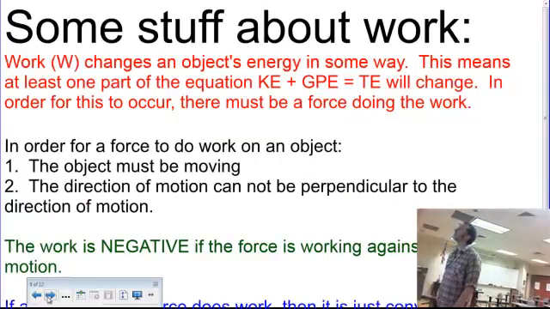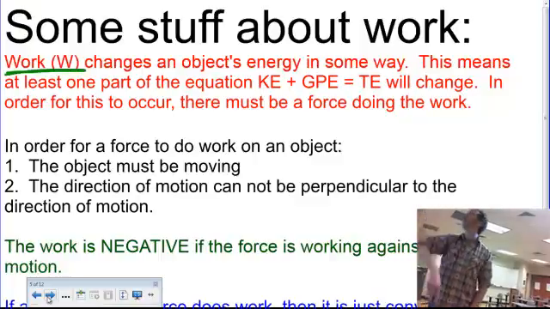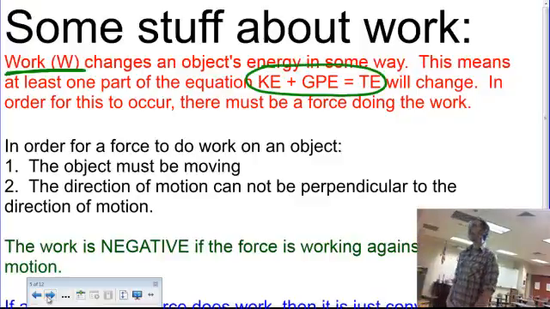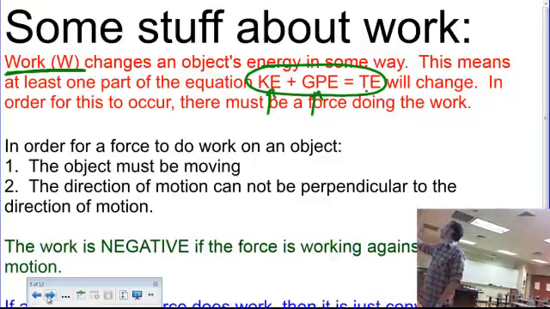All right. Now we got to talk about work. So here's the deal with work. Work is basically a change in energy. Work changes an object's energy in some way, and so what that means is, when you calculate your total energy, for our class, we're just going to add the KE and the GPE, right? So when work is done, at least one of these three values is going to change.